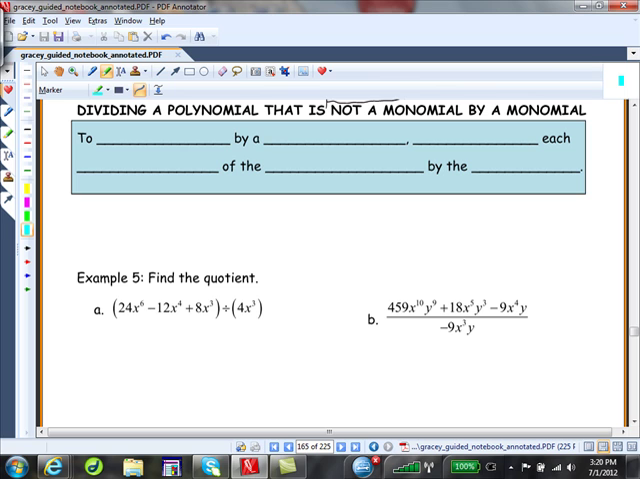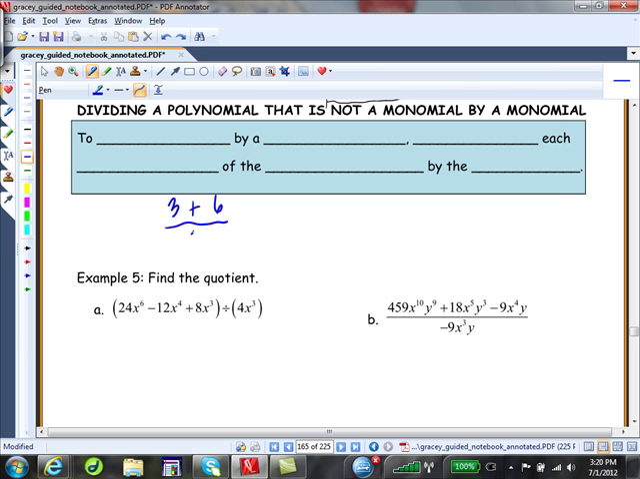So here we go. This is sort of the idea behind it if you're working with numbers that you know about. Let's say that you had, like, 3 plus 6 all over 2.